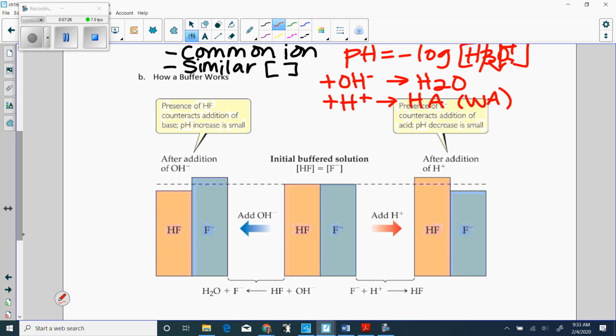So that's what this picture is. This is a common ion. The F is the common ion. This F minus is going to be a basic salt. It's going to be NaOH. They just took out the spectator.